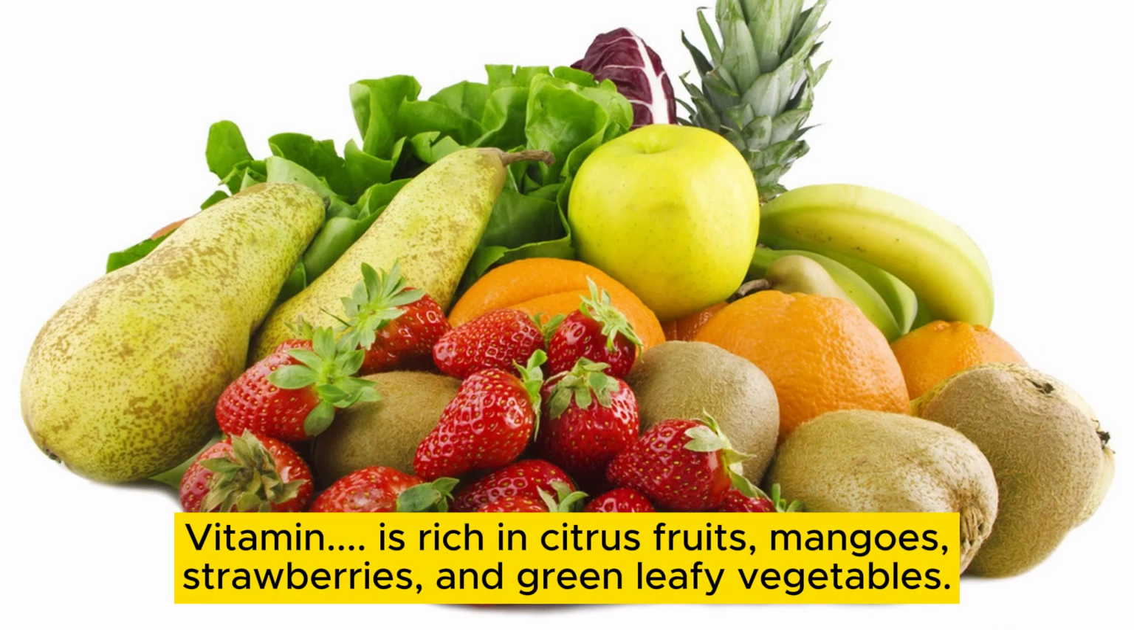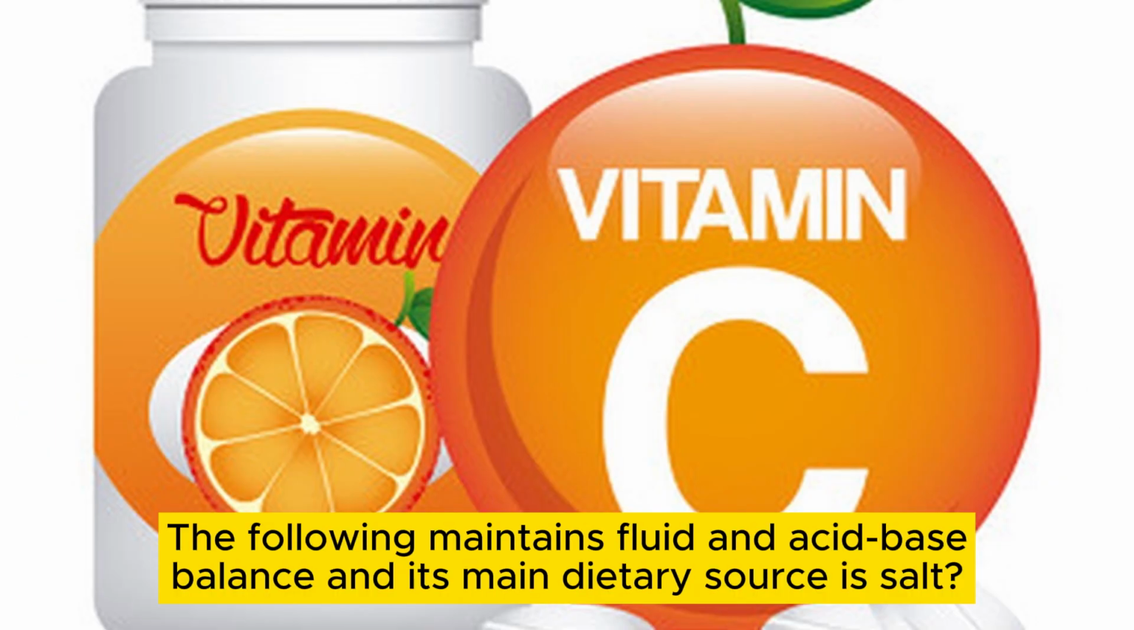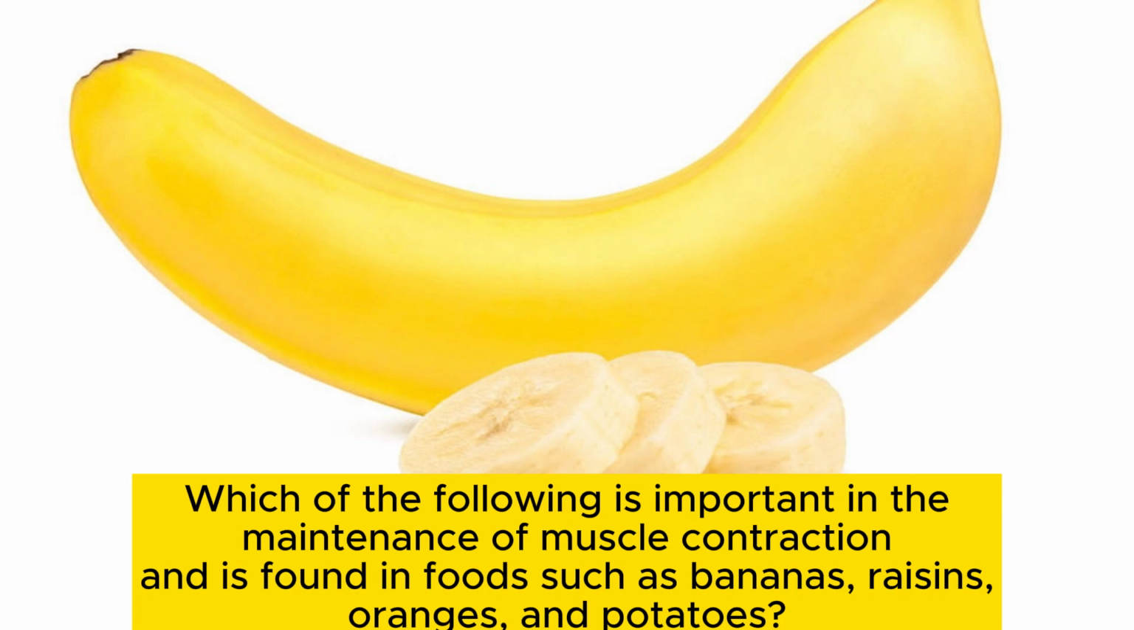Which vitamin builds bones and teeth, is found in egg yolks, butter, and fortified milk? Vitamin D. Which vitamin is rich in citrus fruits, mangoes, strawberries, and green leafy vegetables? Vitamin C. The following maintains fluid and acid-base balance, and its main dietary source is salt. Sodium. Which of the following is important in the maintenance of muscle contraction and is found in foods such as bananas, raisins, oranges, and potatoes?